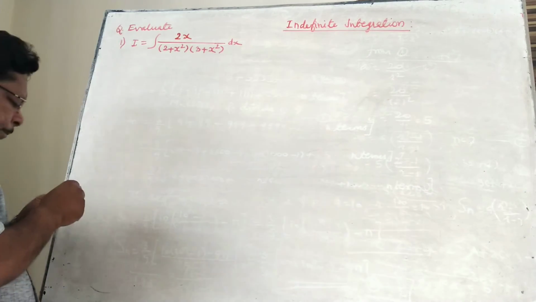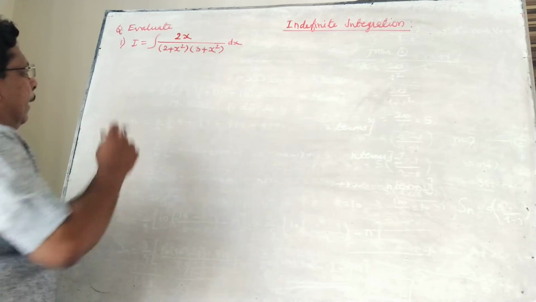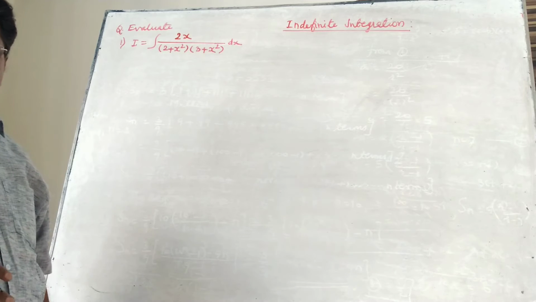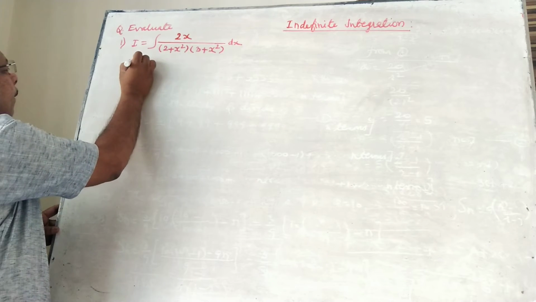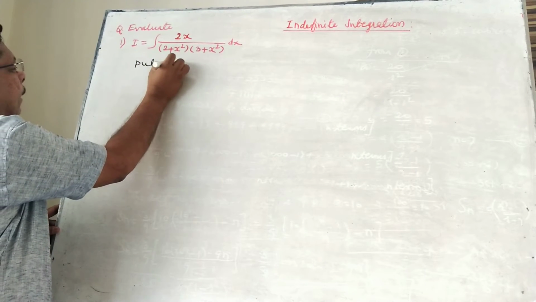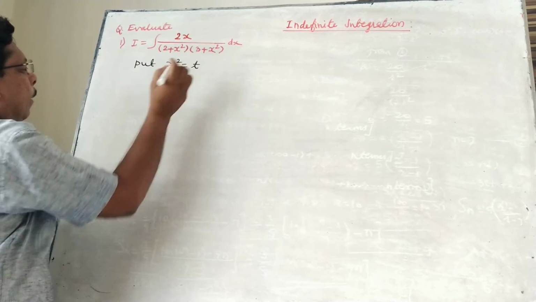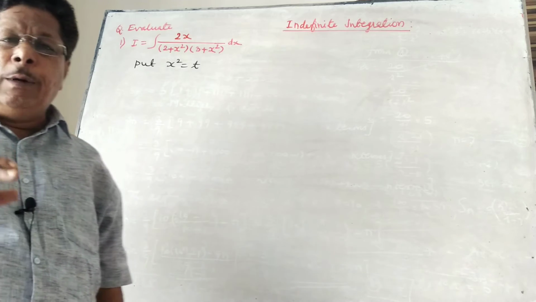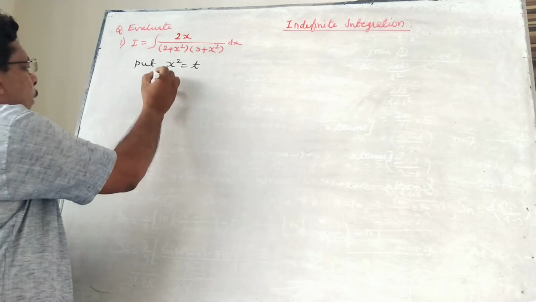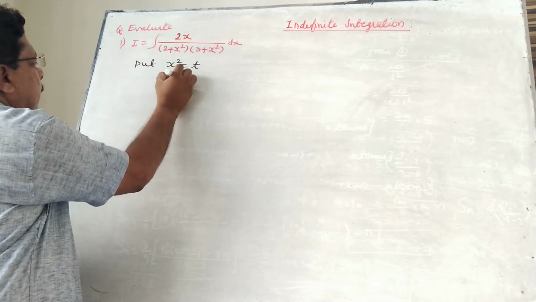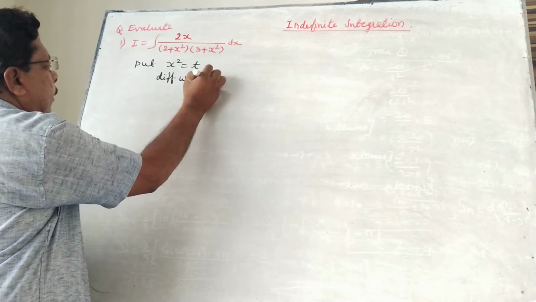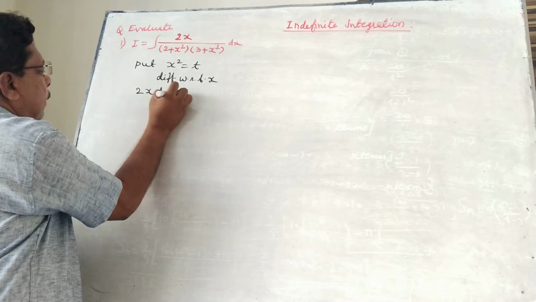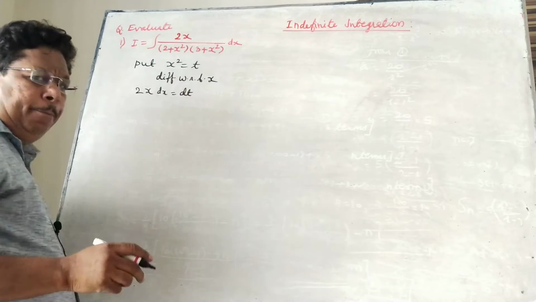Okay, now here: integration of 2x upon (2 plus x square) into (3 plus x square). What is the substitution here? Put x square equal to t. What is the derivative of x square? Derivative of x square is equal to 2x. So differentiate with respect to x: 2x dx is equal to dt.